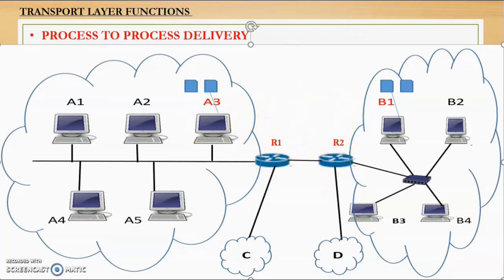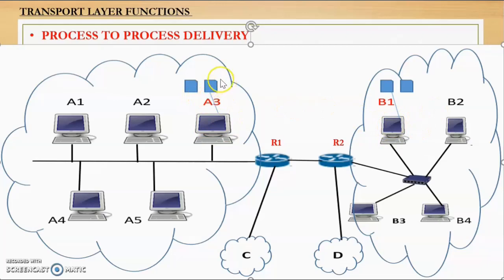R2 and so on. So as we discussed earlier, the hop-to-hop delivery is the responsibility of the data link layer. That is, transferring data from A3 to R1 or R1 to R2 is the responsibility of the data link layer. And transferring the data from the source machine to the destination machine is the responsibility of the network layer. So network layer is concerned with source to destination delivery.